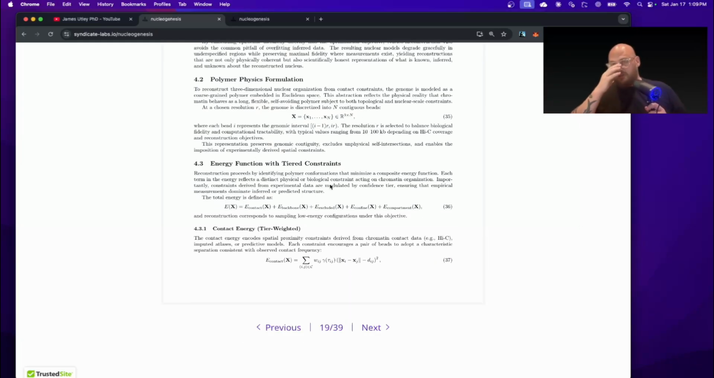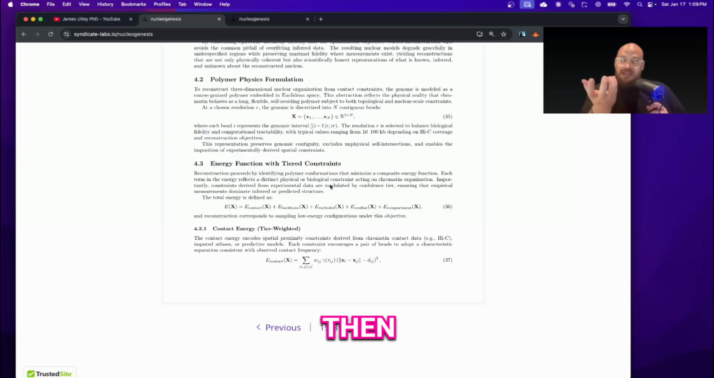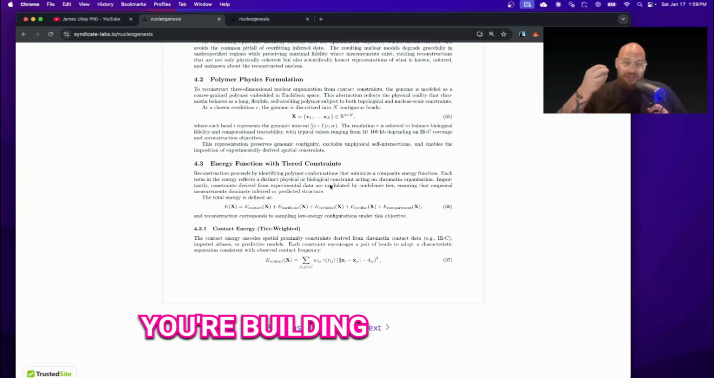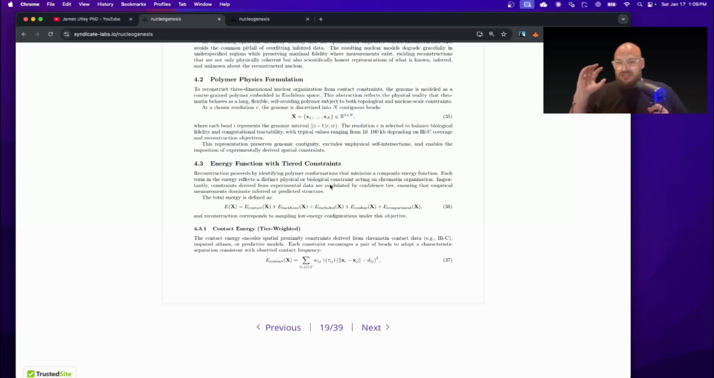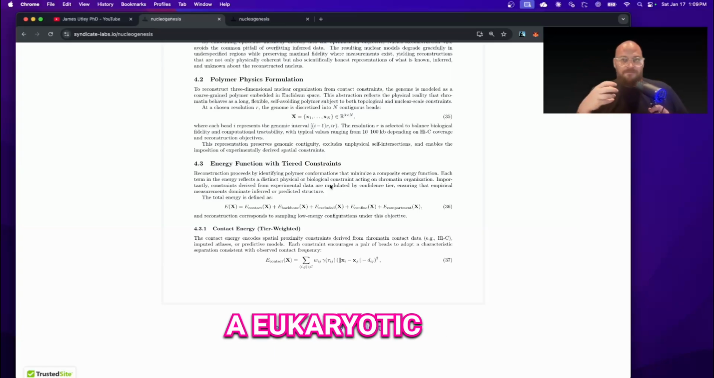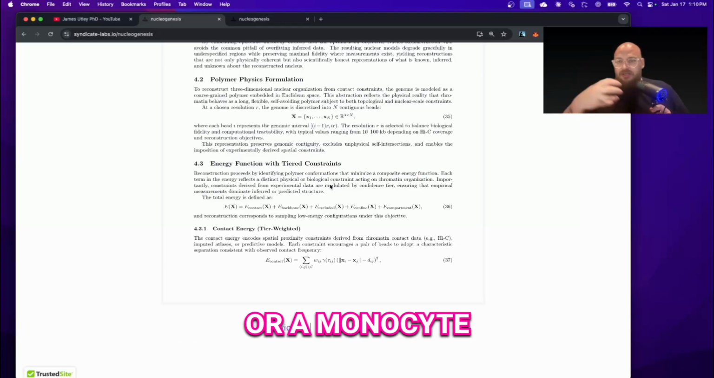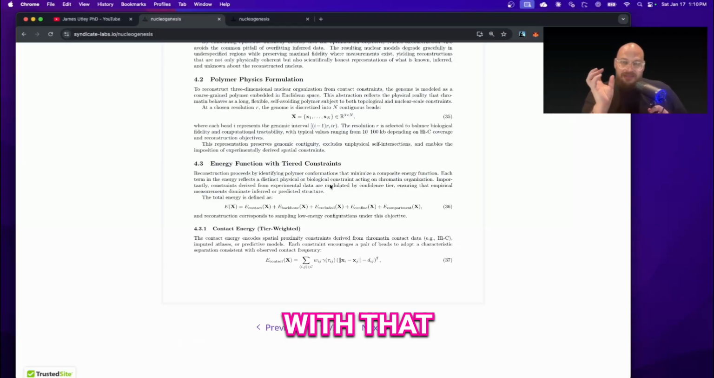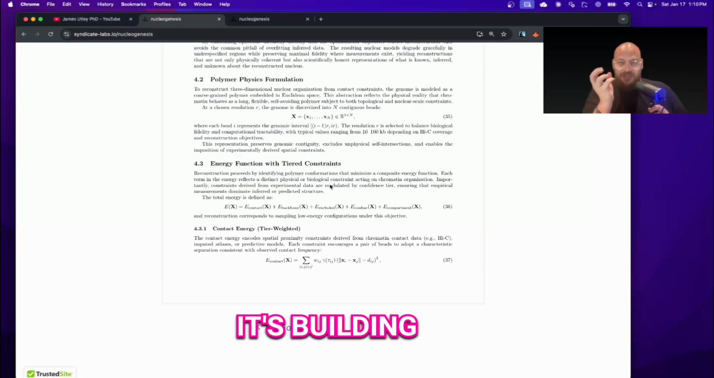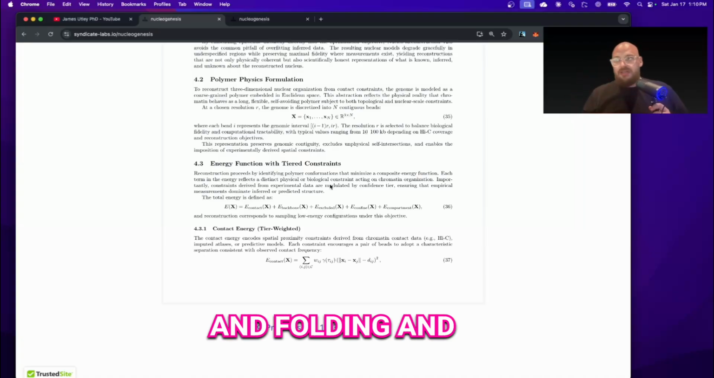But basically, what you have to know is there is an axis, and in the center of that axis is what would be a reconstruction of a cytoplasm. Then as you're grabbing all this information, you're building this 3D model. And that's how you can see the nucleus being built of a single cell, right? So a eukaryotic cell, most likely a leukocyte, either a macrophage, a lymphocyte, or a monocyte. And then it's building a 3D model so you, as the user, can physically see how the nucleus is developing and folding and all of that, right?